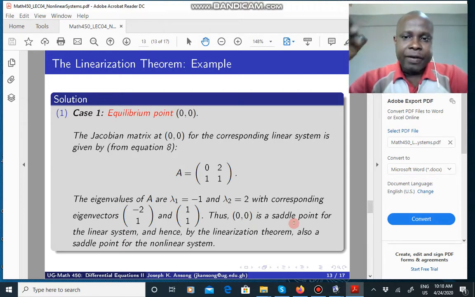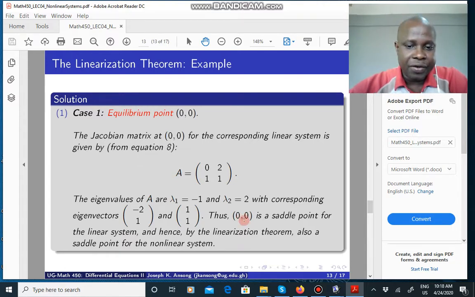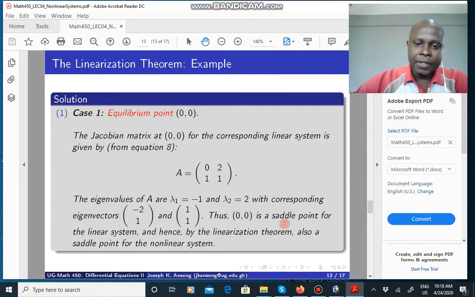But the linearization theorem guarantees that since it is a saddle, since the eigenvalues are distinct, you can conclude that the nonlinear system will also have a saddle around this equilibrium point. Okay, so that is how important the linearization theorem is. Okay, so that gives us this.